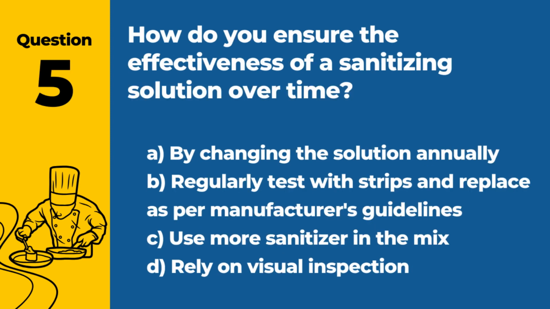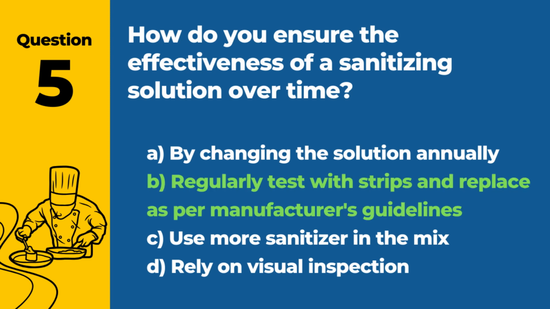Question 5. How do you ensure the effectiveness of a sanitizing solution over time? A. By changing the solution annually. B. Regularly test with strips and replace as per manufacturer's guidelines. C. Use more sanitizer in the mix. D. Rely on visual inspection.